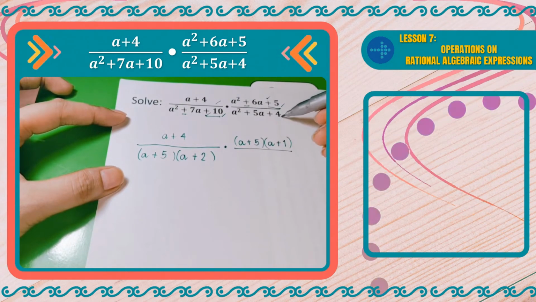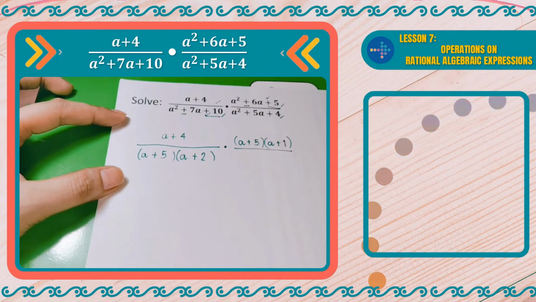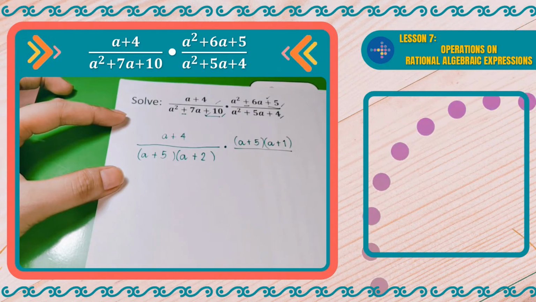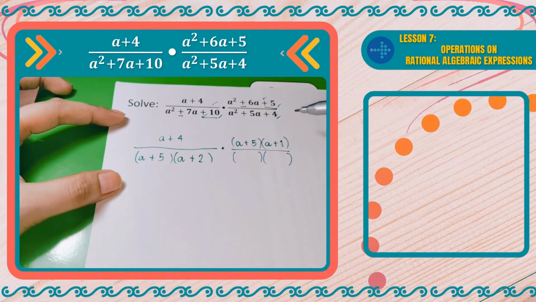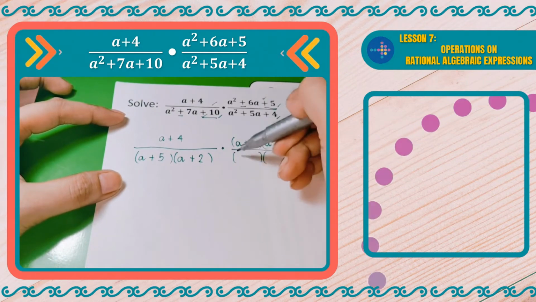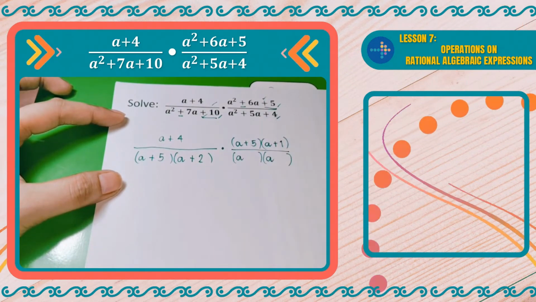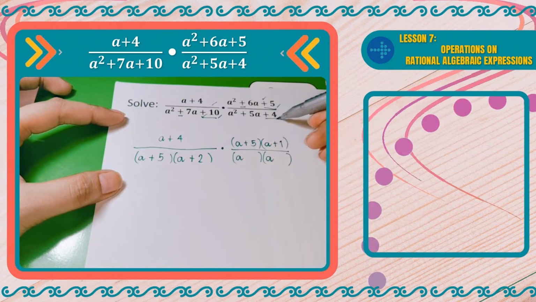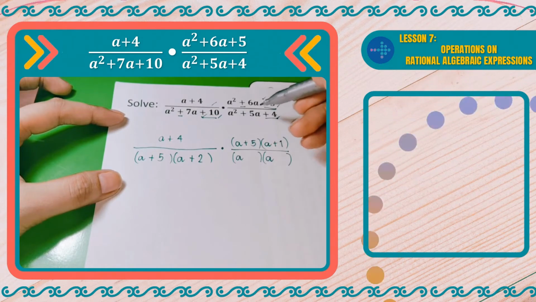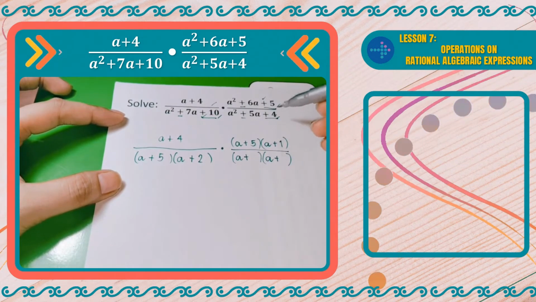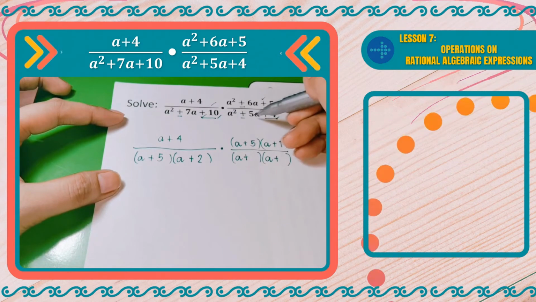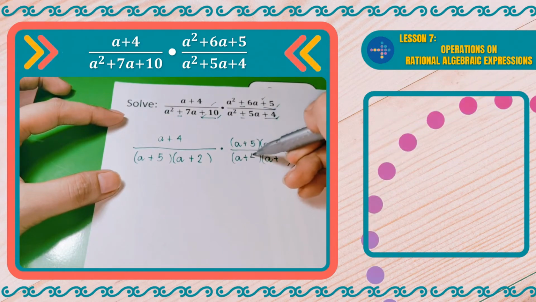How about for the denominator? We have a squared plus 5a plus 4. So, general trinomial ulit. So, a squared means a times a. Then, last term is positive. So, pareho sila ng sign. Parehong positive. Then, ano yung factors ni 4 na kapag inadd, 5 ang magiging sagot? So, we have 4 and 1.